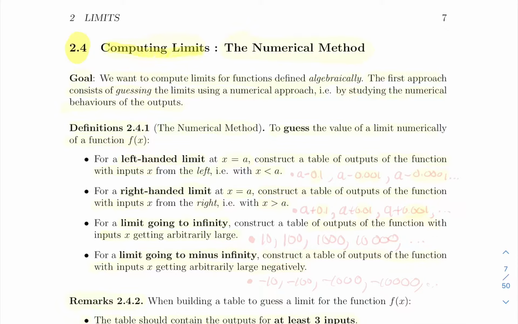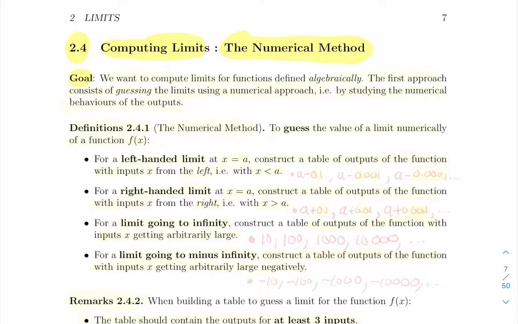So we're going to first look at a way to compute limits, which is basically a guessing method, or of course, we're not going to say the guessing method. It's not very nice. So formally, we're calling this the numerical method. Okay, so the numerical method is one way to guess limits of functions defined algebraically.